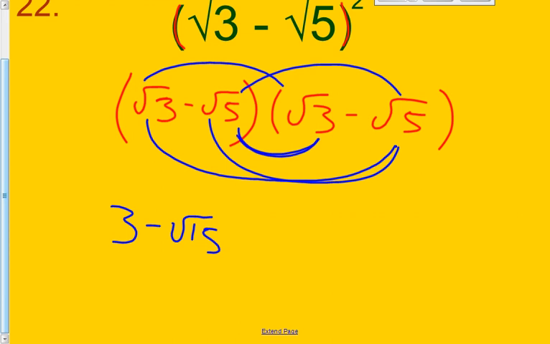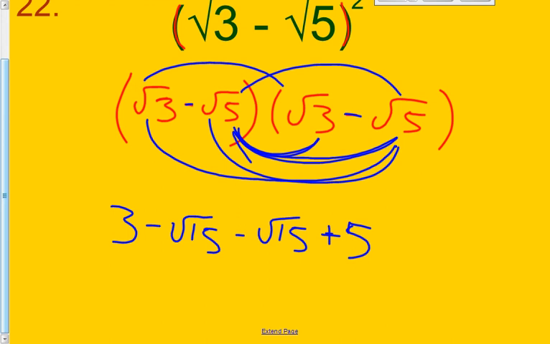Inside, the negative square root 5 times the square root of 3 is a negative square root 15. And then my last, negative square root 5 times negative square root 5 is a positive 5. Square root 5 times square root 5 is 25, and the square root of 25 is 5. Oh, and then a negative times a negative, sorry about that, is a positive.